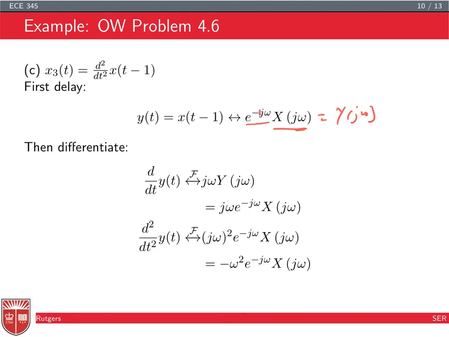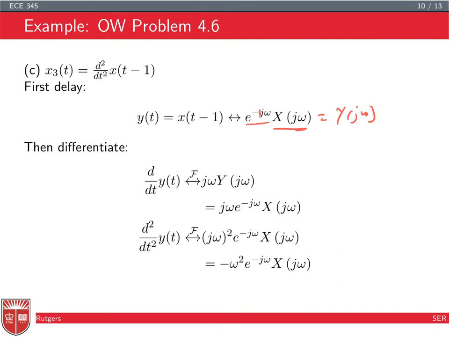Now we have to apply the differentiation property. So every time we differentiate, we're multiplying by j omega. So we're differentiating y of t. First we differentiate y of t, which corresponds to multiplying by j omega times Y of j omega. So this is going to be equal to j omega times e to the minus j omega X of j omega.